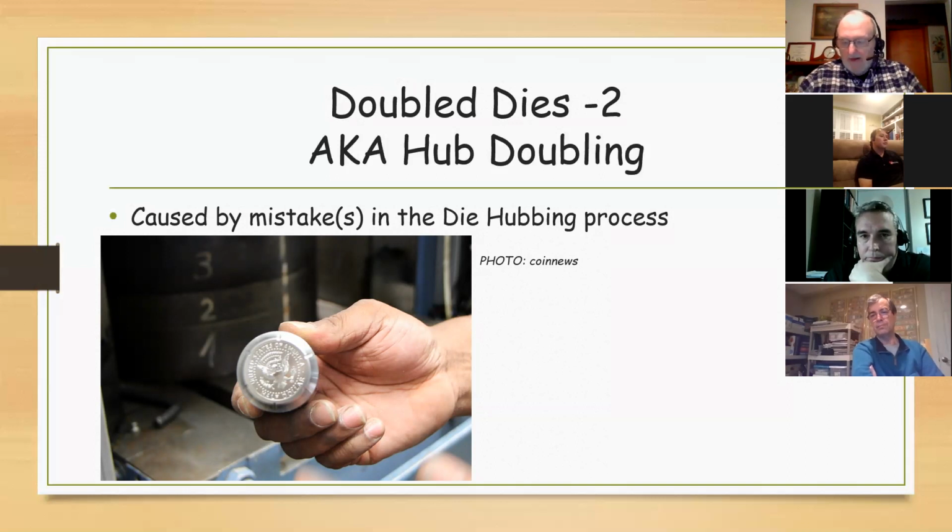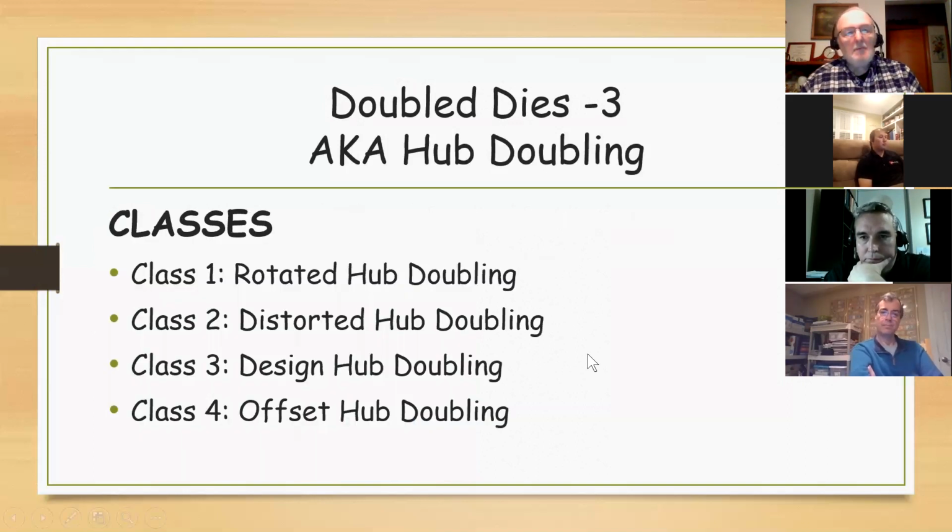Now we talked about having either mismatched or misaligned, your two basic categories. So that's basically what breaks down double dies. Let's look at the first 4 classes. The first 4 classes of double dies are rotated hub doubling, distorted hub doubling, design hub doubling, and offset hub doubling. I challenge any of you to say hub doubling about 4 times and see how well you do.